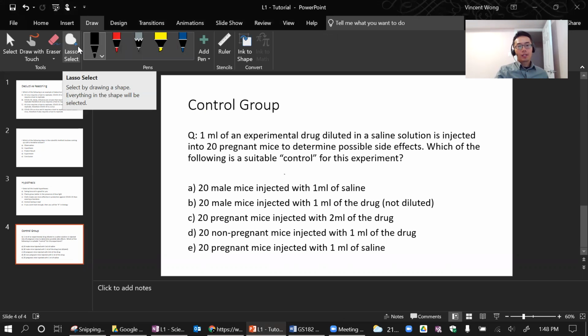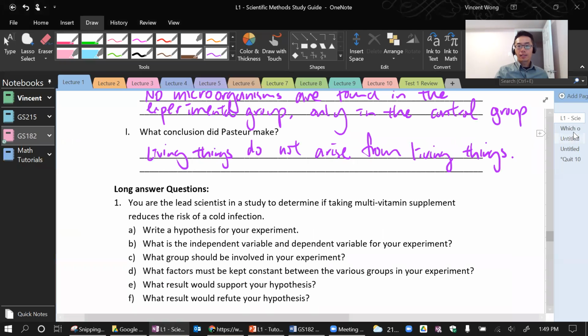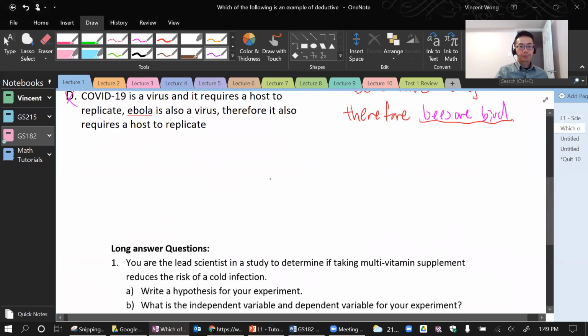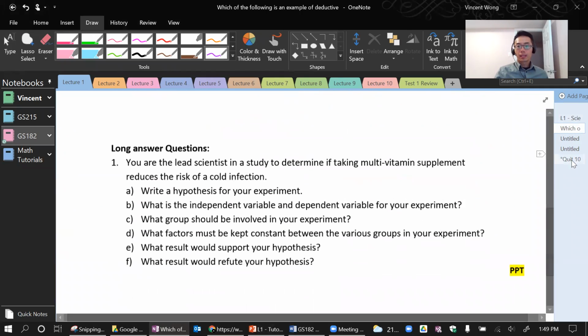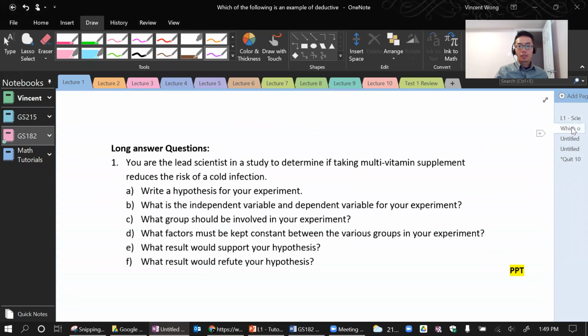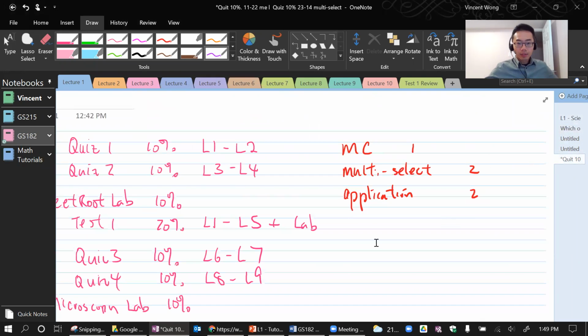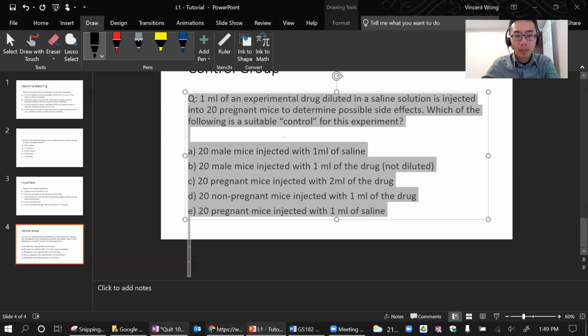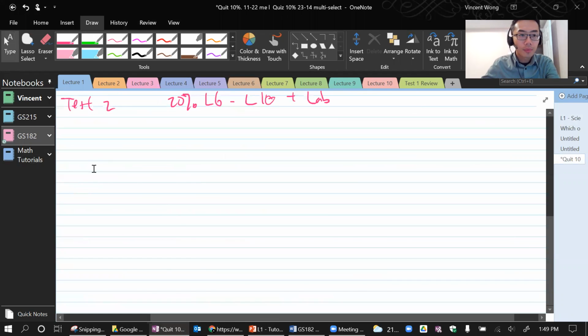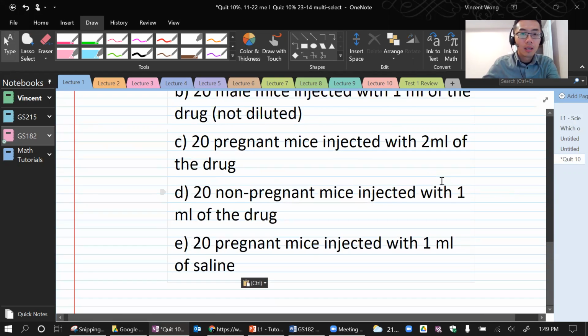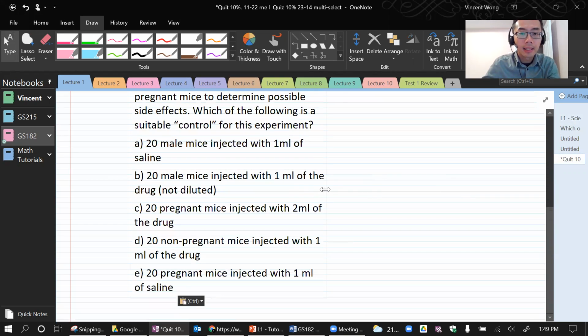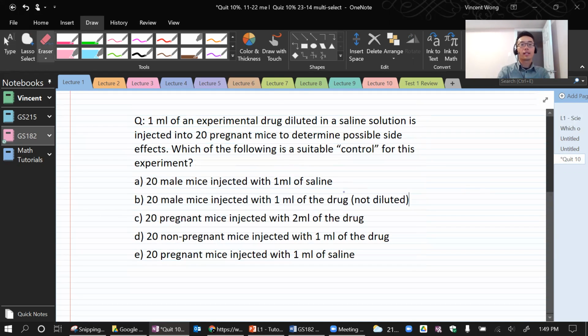So 1 ml of the experimental drug is diluted in saline, and we want to know which one is a good control. And so first of all, we're trying to test the side effects on pregnant mice. So anything with male mice would not work, okay? Because they don't get pregnant.